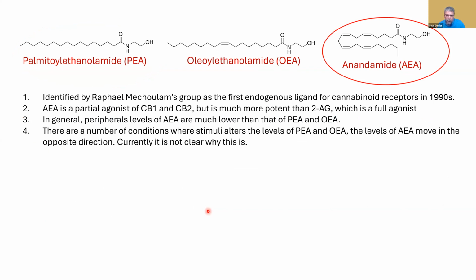I'm not going to talk about anandamide. Obviously, Raphael Mechoulam's group identified this as the first endogenous ligand for the cannabinoid receptors back in the 90s. The key point I just want to make is that in general, the peripheral levels of anandamide are far lower than PEA and OEA. And also of interest to us, many of the stimuli that alter the levels of PEA and OEA either have no effect on anandamide or they actually drive anandamide in the opposite direction. And again, because these NAEs share, at least theoretically, the same biosynthetic pathways, it's unclear how this happens.